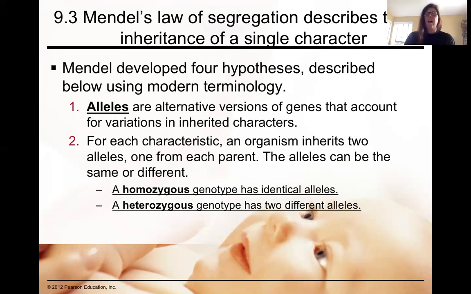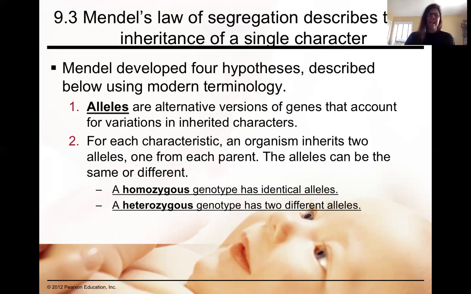So he developed 4 hypotheses based on these experiments. 1, alleles are alternative versions of genes that account for variations in inherited characteristics. So what we're basically saying is alleles are the different forms of the gene. Is it a purple form or is it the white form? Is it the smooth form? Is it the wrinkled form? Is it the tall form or the short form?